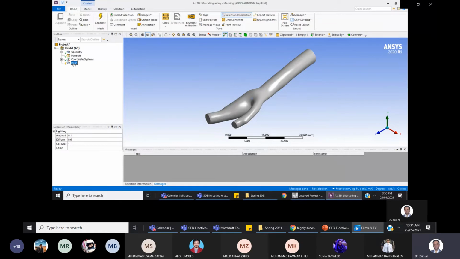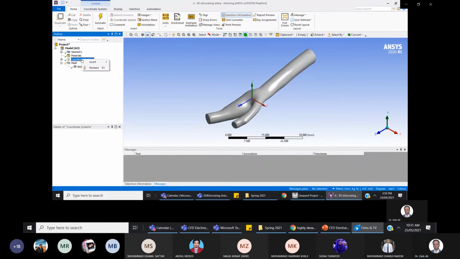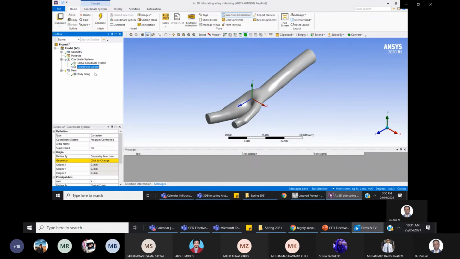Okay, so to create a variable mesh sizing, first you need to prescribe the body sizing, the overall mesh size. So you select the body, and for example, you can give it an element size of 1 millimeter.